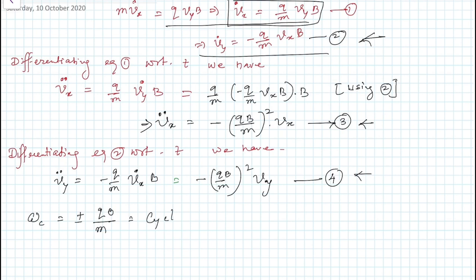This is cyclotron frequency. Okay, so these are in the form of simple harmonic motion equation. So comparing with that, we will get omega c, that is cyclotron frequency, equal to plus minus qB by m.